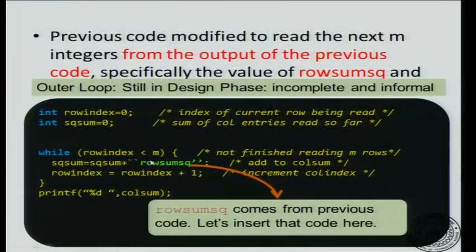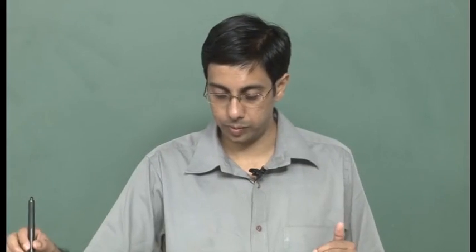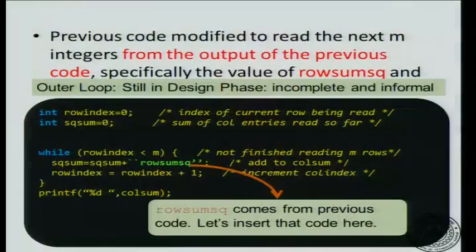Now note that this is not completely specified code. This is just a very intuitive picture that instead of row sum squared, it should come from some inner loop which actually calculates it. Okay. So we should plug in the output from the previous inner loop, and this is the outer loop over it.